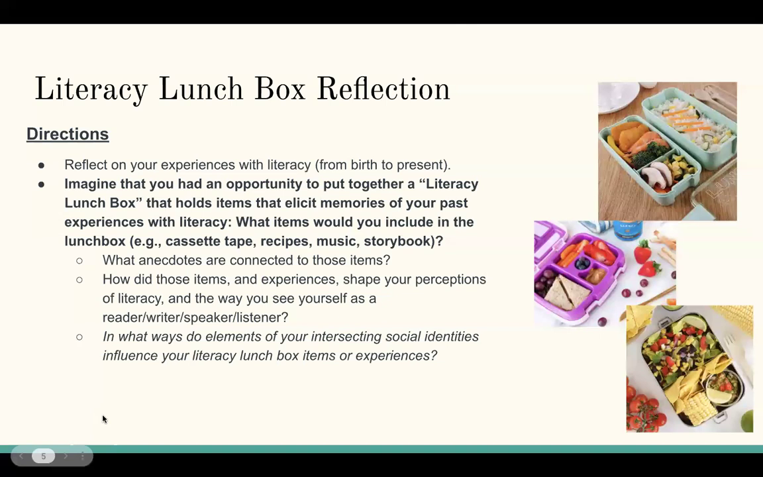So let's also go back to our own literacy journeys. How might those also shape the way we think about literacy and how it's defined? So in this self-analysis reflection activity, we could think about literacy as a lunchbox. If we were to pack a lunchbox or bag with some items that represent our literacy knowledge, what might those items include? What are some artifacts that represent those points in time? What are some items that maybe elicit memories of your past experiences with literacy? So some examples that come to my mind include those cassette tapes that share audio read-alouds of various storybooks.